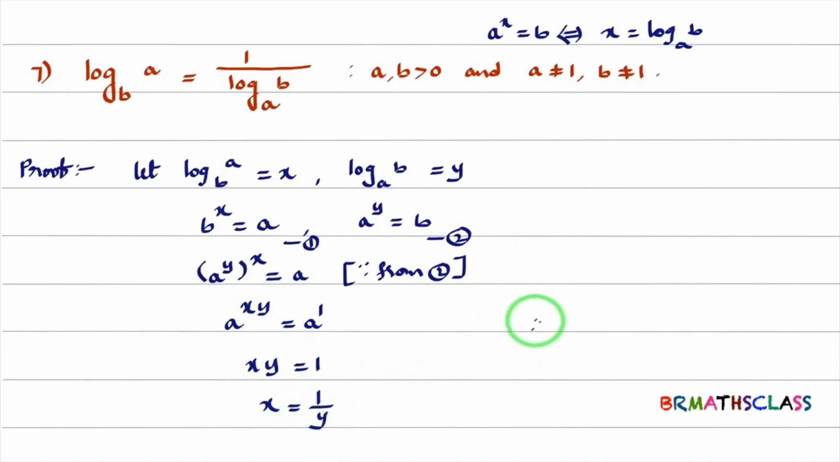So I'll conclude. Therefore, what is x? X is log a base b, equal to 1 divided by y. What is y? Y is log b base a. Hence, we proved the result: log a base b can be written as 1 divided by log b base a.